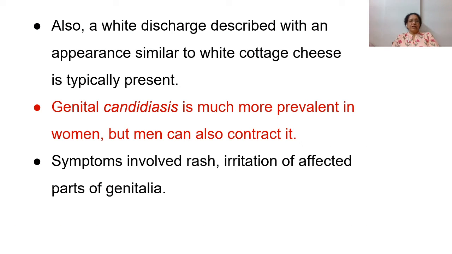This discharge is also called white cottage cheesy discharge, and it is more prevalent in women, but sometimes such a type of infection may be observed in men who get contracted. Then there are rash-like symptoms in case of a male in the genitalia.